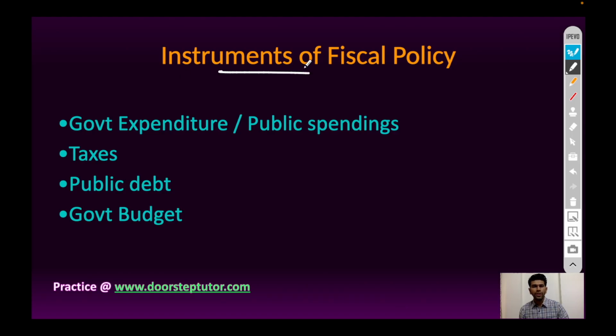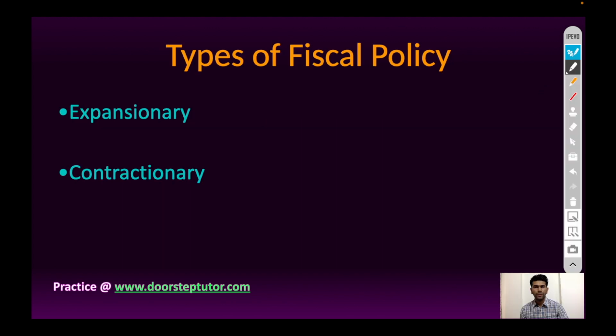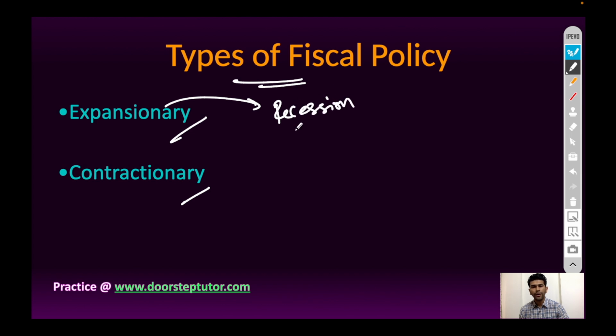So we have discussed instruments of fiscal policy: government expenditures, current expenditure, capital expenditure, and transfer payments; taxes; public debt, internal debt, external debts; and government budgets. Next topic, types of fiscal policy: expansionary fiscal policy and contractionary fiscal policy. Expansionary fiscal policy is used when there is recession in the market, and contractionary fiscal policy is used when there is inflation in the economy.